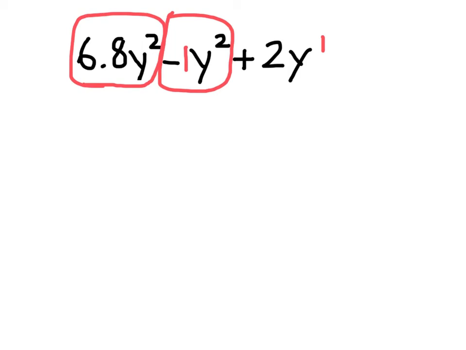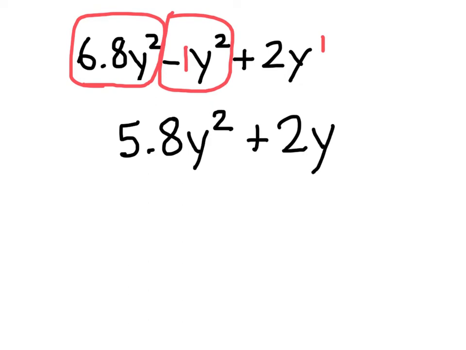So to combine my like terms, I go 6.8 minus 1. That's going to equal 5.8. And the y squared doesn't change. And then the 2y, I didn't have anything to combine it with, so it stays the way it is. And we can't combine these together again because they're not like terms. They don't have the same power.